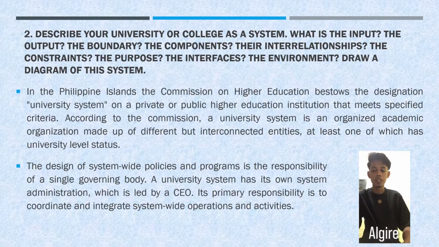A university system has its own system administration, which is led by a CEO. Its primary responsibility is to coordinate and integrate system-wide operations and activities. Each component unit has its own chief executive officer, to whom the governing board gives wide authority for the constituent unit's formation and functioning.